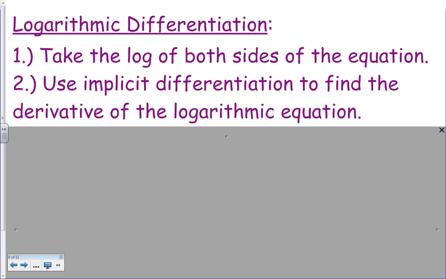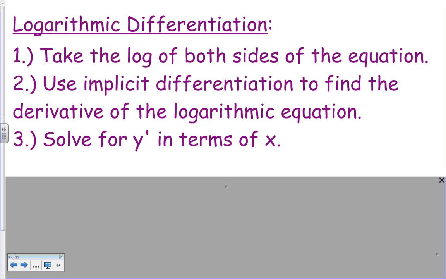The second step is to use implicit differentiation to find the derivative of the logarithmic equation. The reason we have to use implicit differentiation is because when you take the log of both sides, it's not going to be solved for y anymore. It's not an equation solved for y, which means that you have what's called an implicit relationship, or an implicit equation, so therefore the derivative is going to be an implicit derivative.